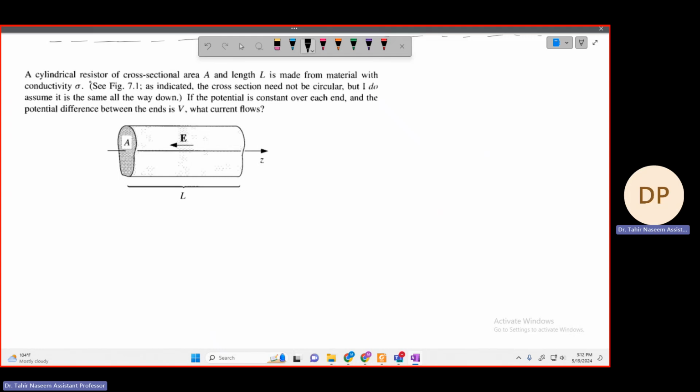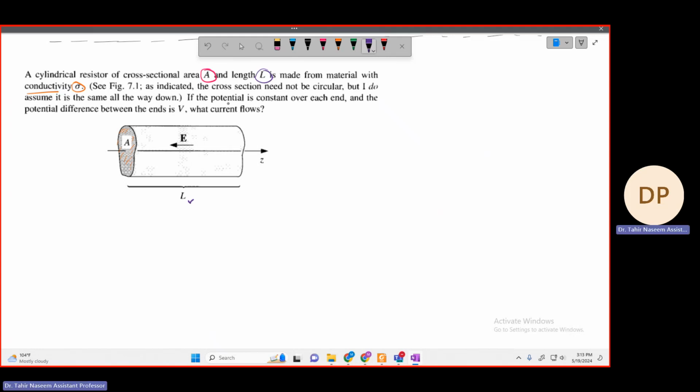So we have a cylindrical resistor whose cross-sectional area is given, A, and length L. So this is the length of the conductor. What else? And sigma is given, the conductivity, right? So sigma, conductivity is given. Area is given. Here is the area. And here is the length.